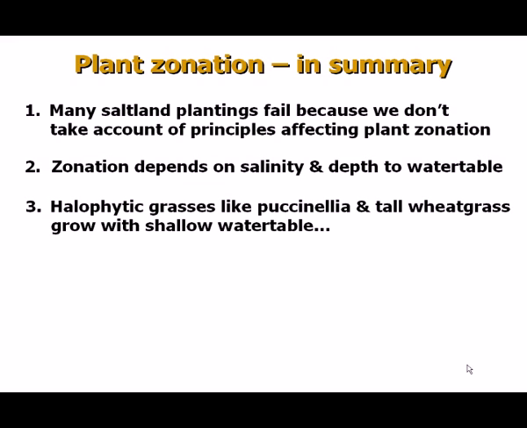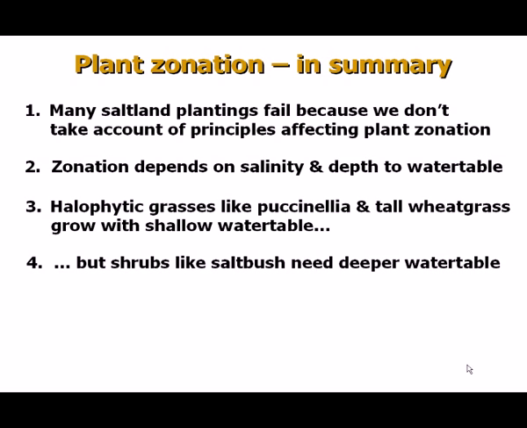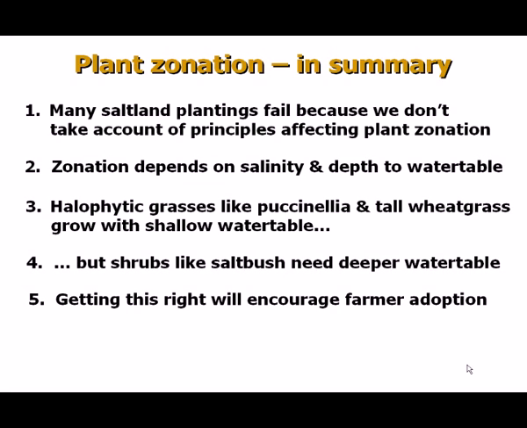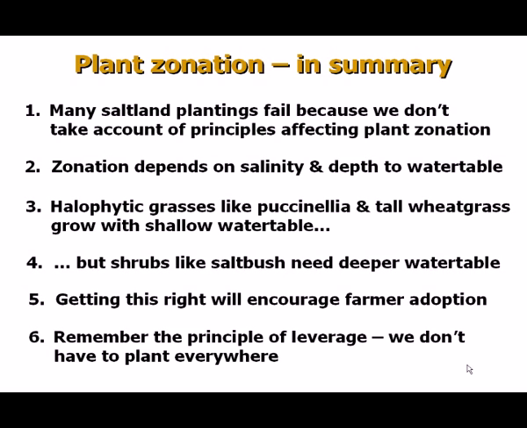Halophytic grasses like Puccinellia and tall wheatgrass are going to grow with a shallower water table, but shrubs like saltbush are going to need a deeper water table. Getting this right is going to encourage farmer adoption. Getting it wrong is going to be enormously discouraging. And finally, remember the principle of leverage. We don't have to plant everywhere to have a really good result.